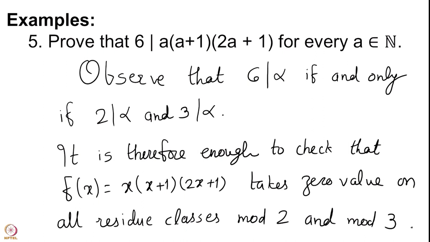So, earlier we observed that we had to do only 6 checks because we were working modulo 6. But this observation tells you that all you need to check is modulo 2 and modulo 3. Modulo 2, there are 2 checks. You will put the value 0 and you will put the value 1. Modulo 3, there are 3 checks. You will put the value 0, you will put the value 1, you will put the value 2. And since x divides the polynomial f(x), for 0 you are always going to get 0. So, actually you have to check only 3 cases: 1 modulo 2, 1 modulo 3 and 2 modulo 3. So, the whole problem of checking over all natural numbers is now reduced to checking some very simple equation.